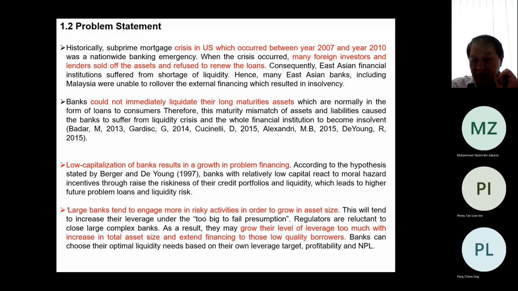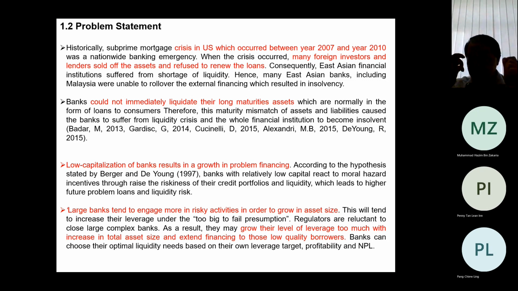The last one is talking about large banks tending to engage in more risky activity to grow their assets. For example, why do I say too big to fail, meaning what? Example, let's say we talk about Maybank, CIMB. Normally, I think our Bank Negara Malaysia will not let these two banks fail. Why do I say so? Because they are too established. But because of this, the bank says, oh, I'm too big. Therefore, I give out more loans.